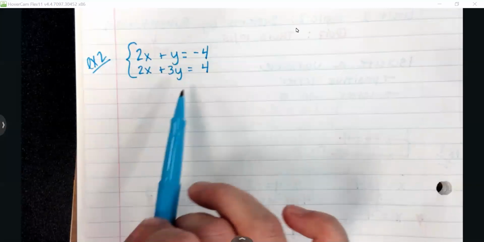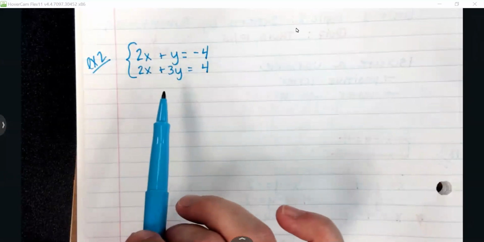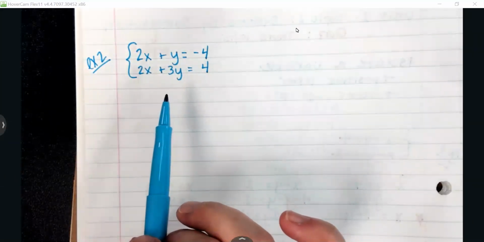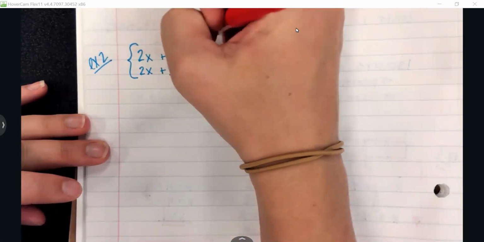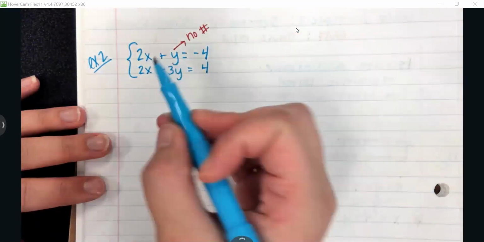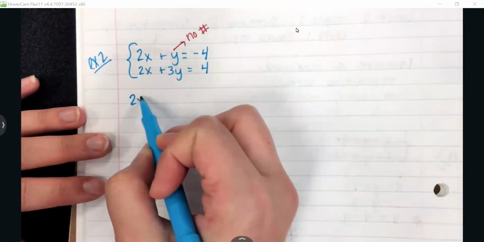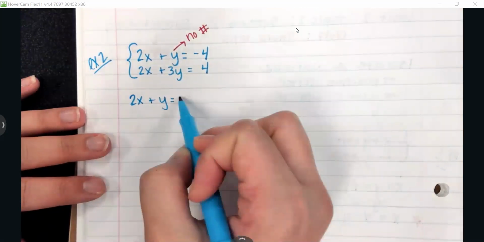I think the top. Why do you think the top? Because I want a positive letter. So I'll agree they're all positive letters. I want a letter that has no number. What's the only letter in here that has no number? This y right here has no number. That's why we're going to pick it. Okay? So I'm going to start with 2x plus y equals -4.